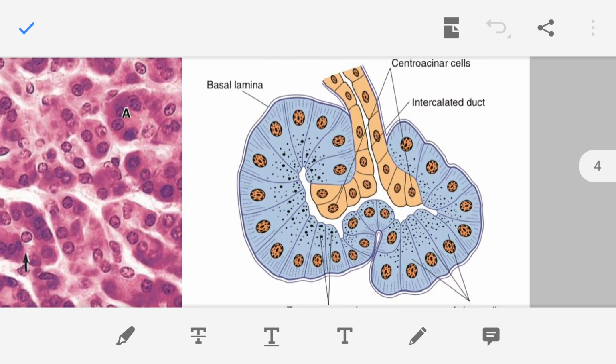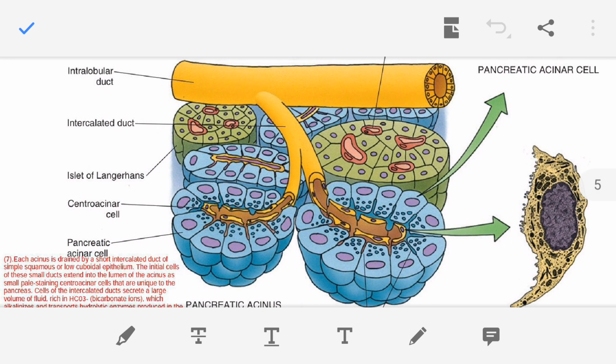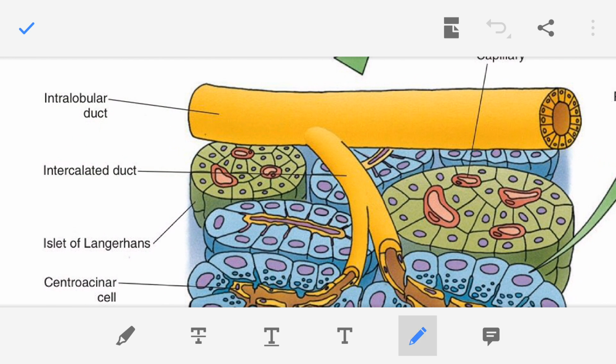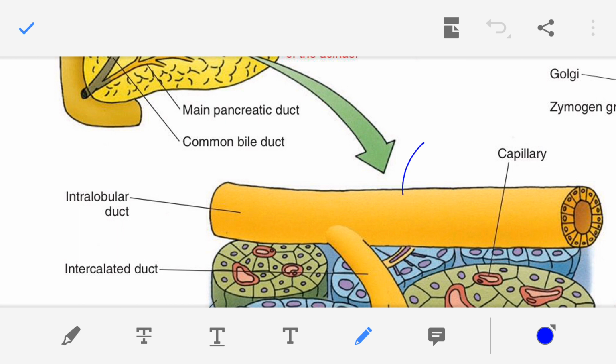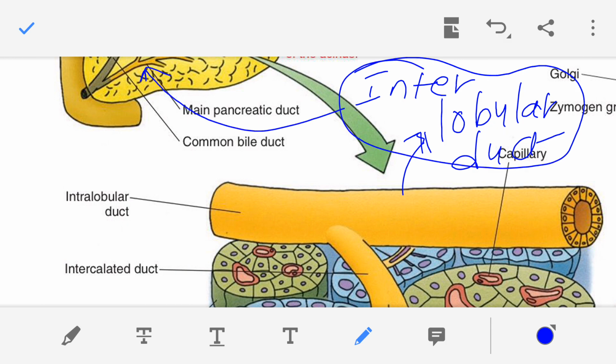Now where is this intercalated duct going? For example, over here in this figure, this one is the intercalated duct, this one is the intercalated duct. These intercalated ducts are merging together, joining together, so a larger duct is formed. Now what happens, the intercalated duct will open into the intralobular duct. So here you can see the intercalated duct opening into the intralobular duct, and the intralobular duct opens into the interlobular duct, and the interlobular duct is going to open into the main pancreatic duct.